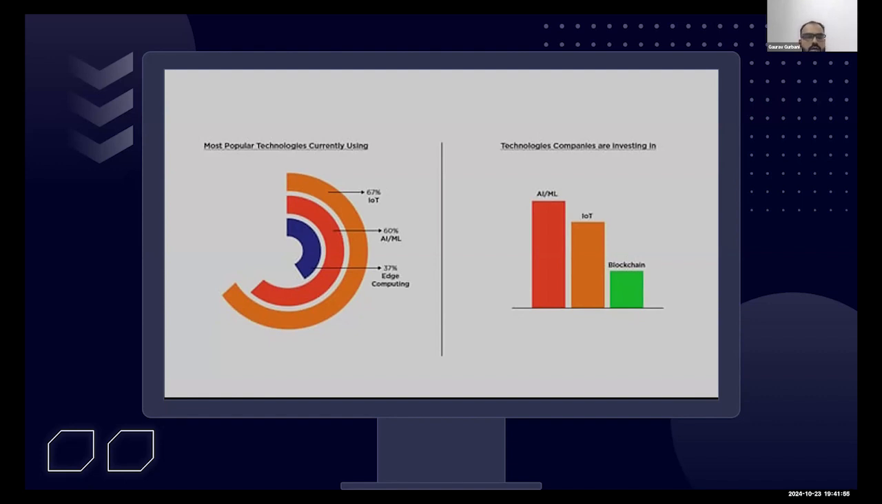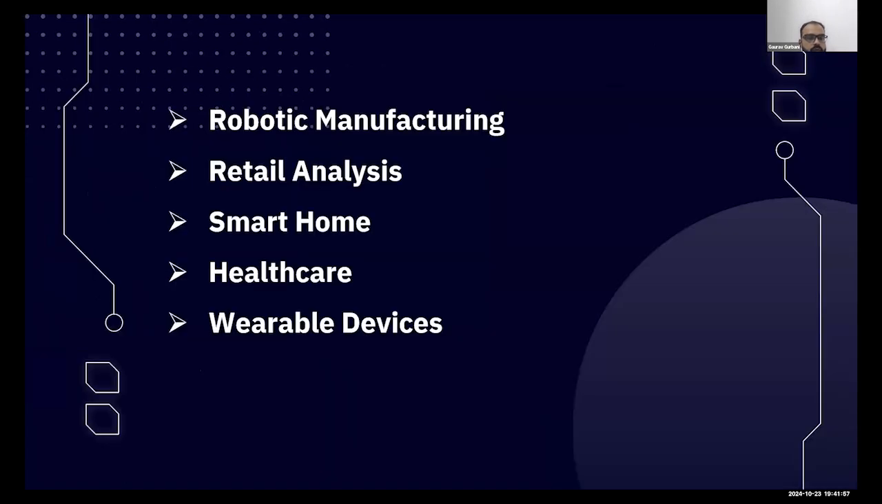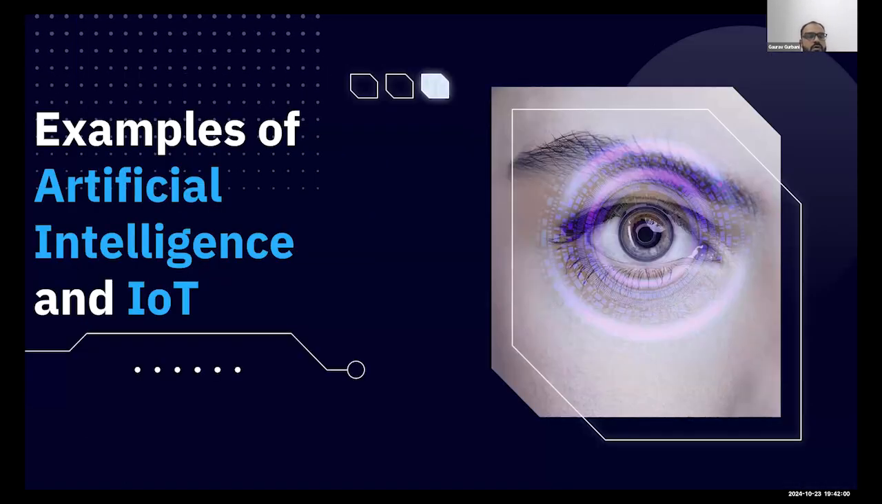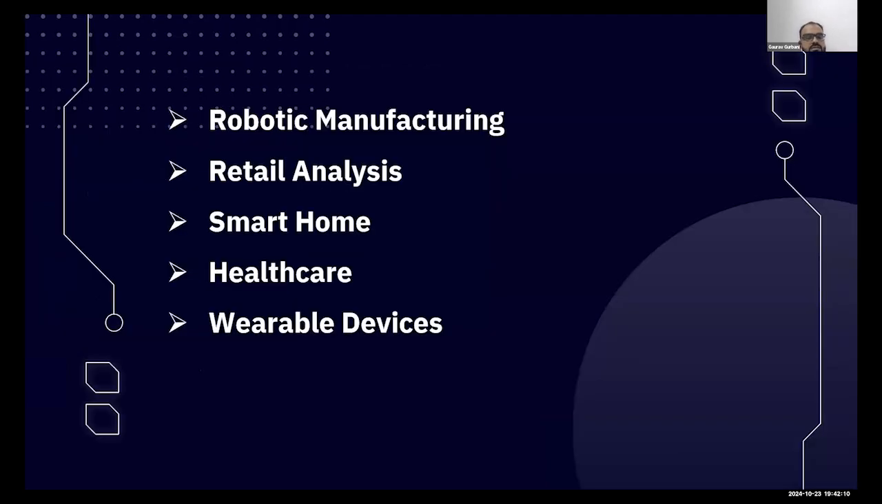Okay, then again the examples. Moving on to the next slide, examples of artificial intelligence and IoT. I have given most of the examples, but in the next slide I have a few more examples for you guys. I'll discuss all these examples in brief, how AI and IoT are being used in day-to-day life and in different domains. The first is robotic manufacturing.